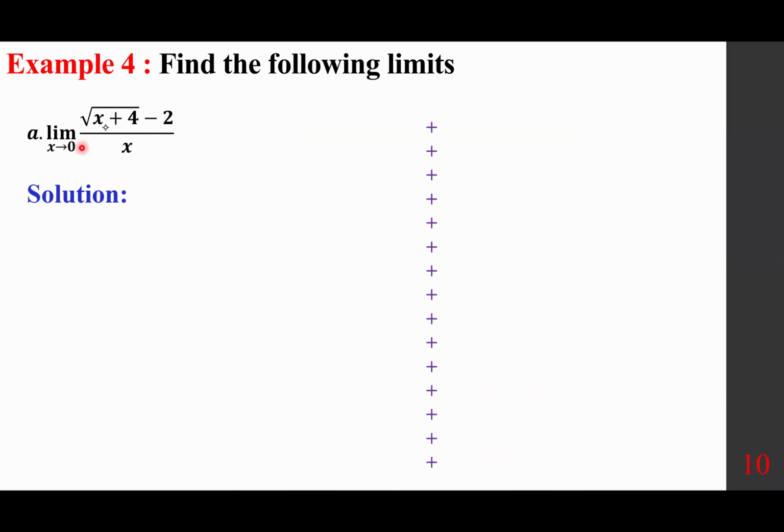I hope you recognize if you plug in 0 here, you get 0 over 0, because this is square root of 4, which is 2, minus 2, over 0. And 0 over 0 is indeterminate, more work. And therefore, you have to use some sort of a technique. The algebraic technique involving square roots is to multiply by the conjugate.